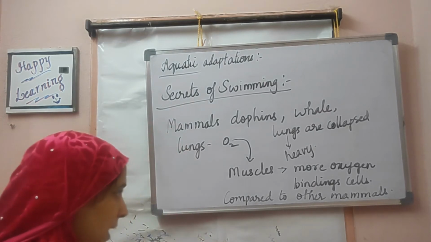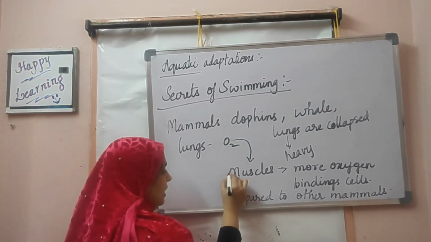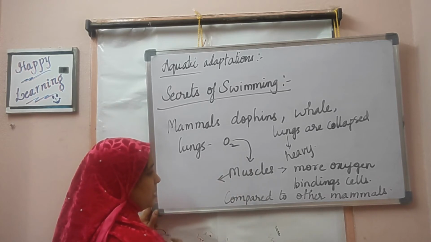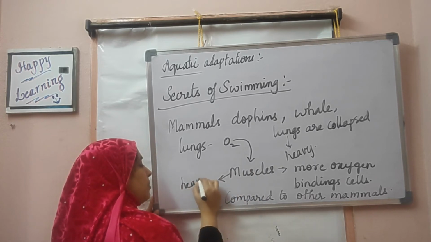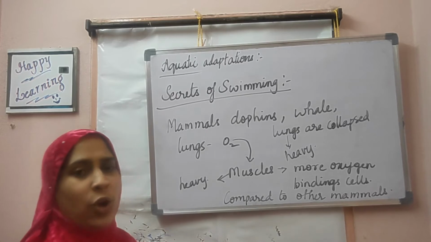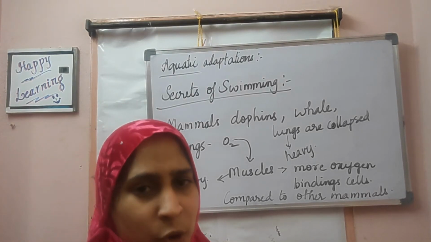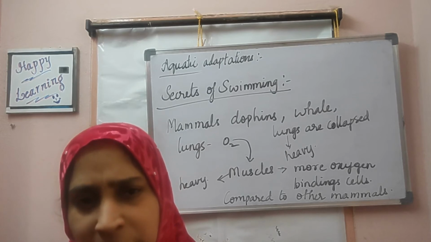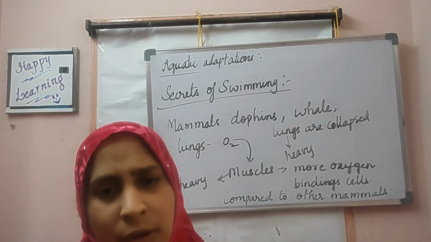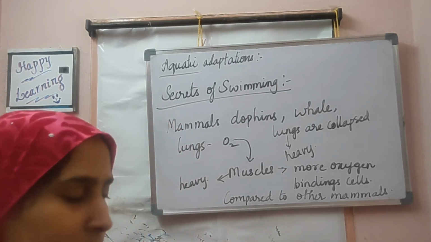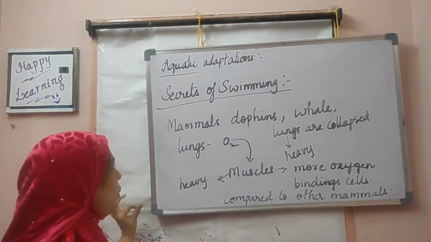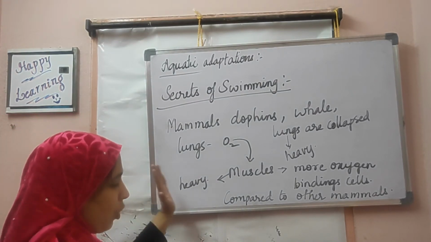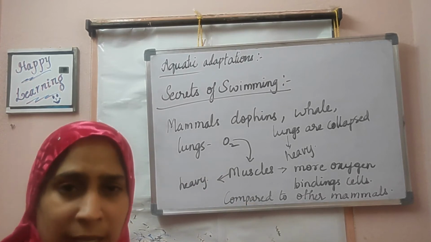Yes or no? Second thing that happens is muscle also takes oxygen. So this muscle also becomes heavy. So because of this heaviness of the body of these mammals, they can easily go into the deeper layers of the sea or whatever water body it is present in. So this is how mammals like dolphins or whales go into the deeper layers.